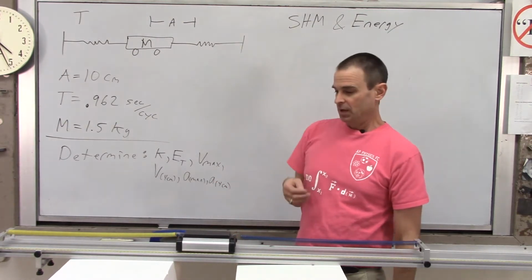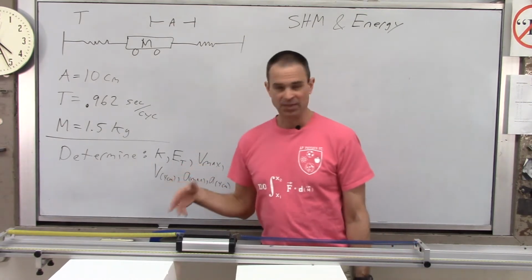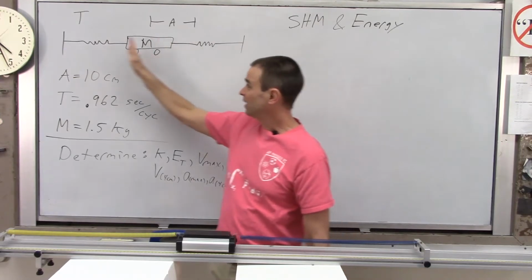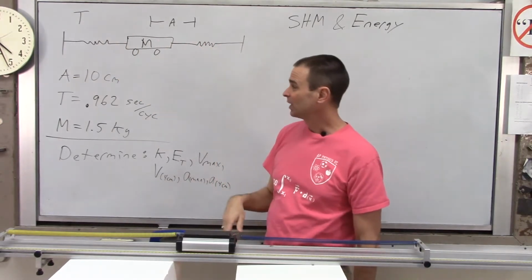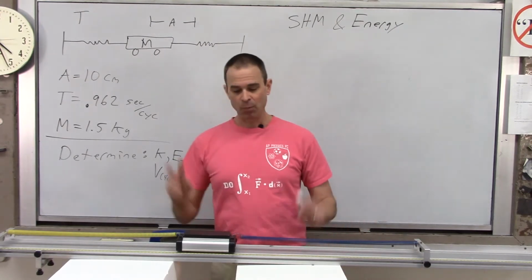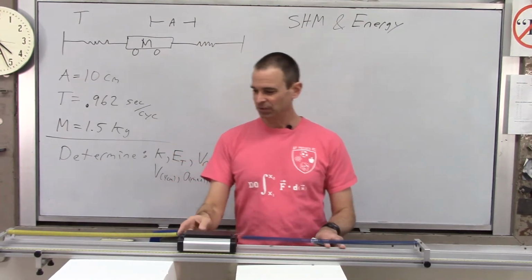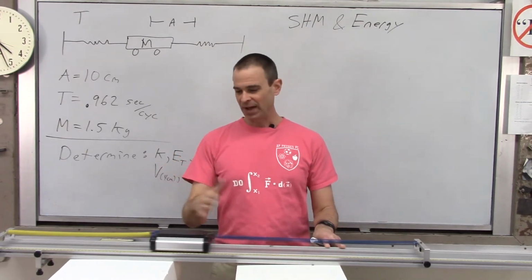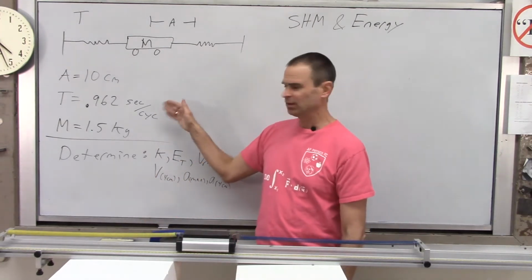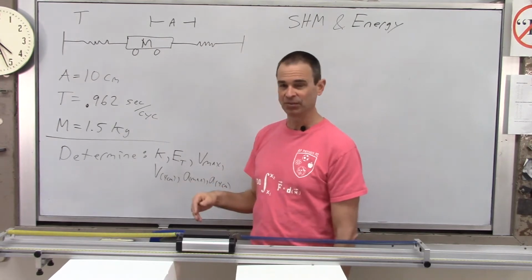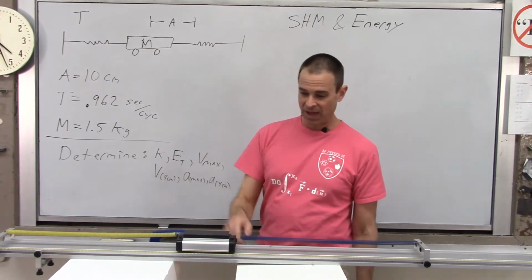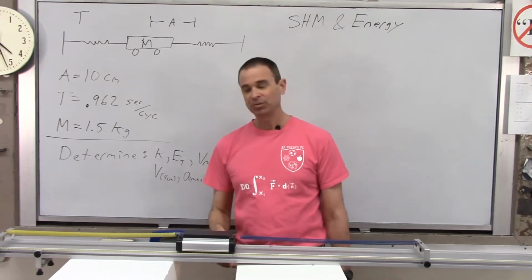Now, there's some data I'm going to give you about that, and there's some things we're going to determine. So the cart is going to oscillate with an amplitude A, okay? We're going to make A 10 centimeters. The period wouldn't normally be a given, but I actually timed this. I timed 10 cycles divided by 10, and I did it a couple times, and I got about that for my average time for one cycle. The mass of the cart and the blocks on it is 1.5 kilograms.